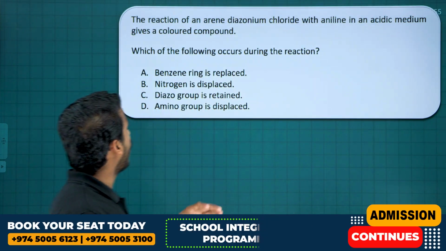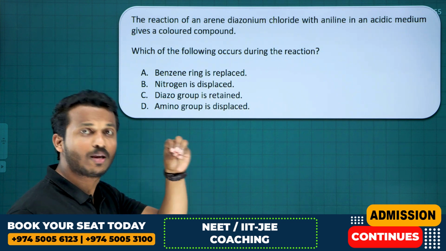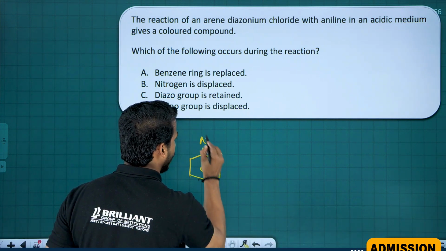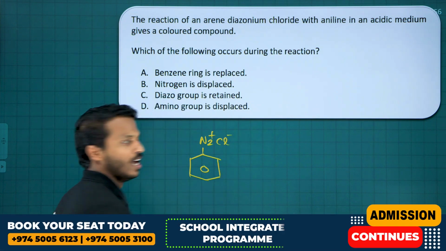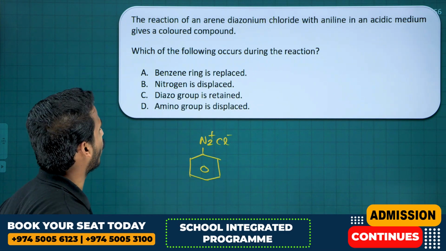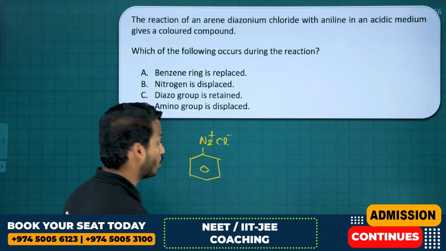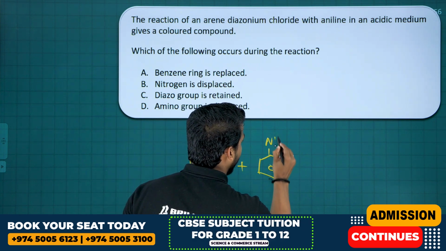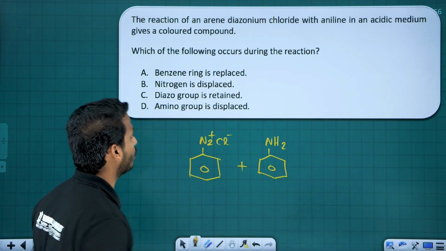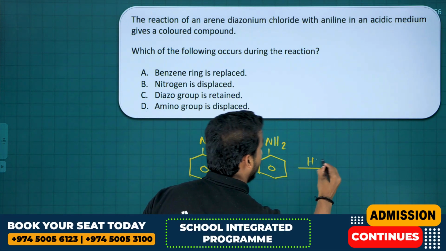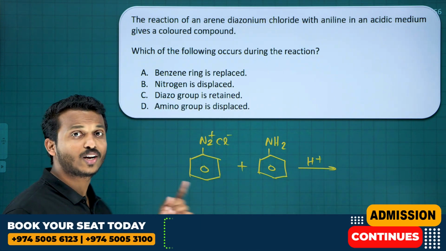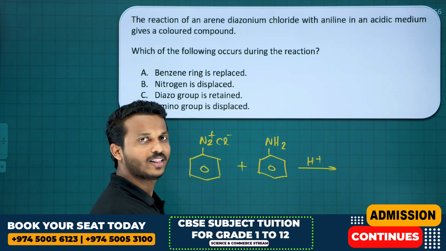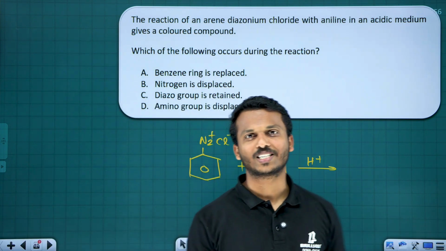The reaction of an arene diazonium chloride. What is an arene diazonium chloride? You know, benzene diazonium chloride. Yes, this is our aryl diazonium chloride with aniline, NH2, in an acidic medium, gives a colored compound. Yes, we studied the reaction. Which of the following occurred during the reaction? Can you tell me, dear, what is the answer for this one?